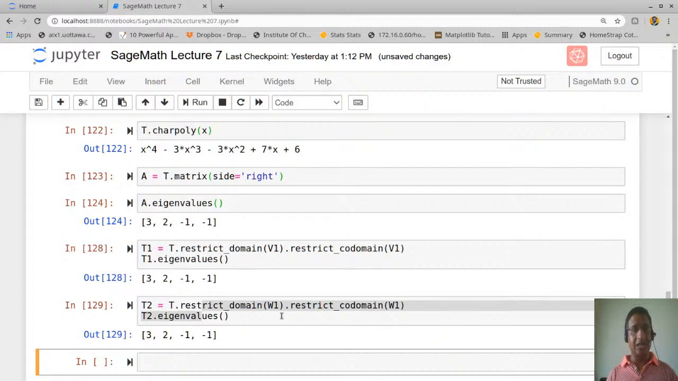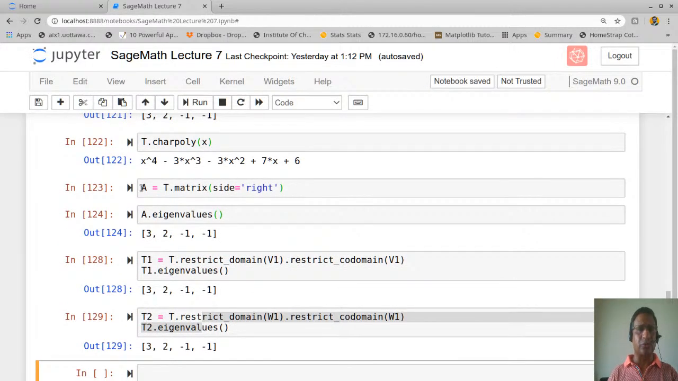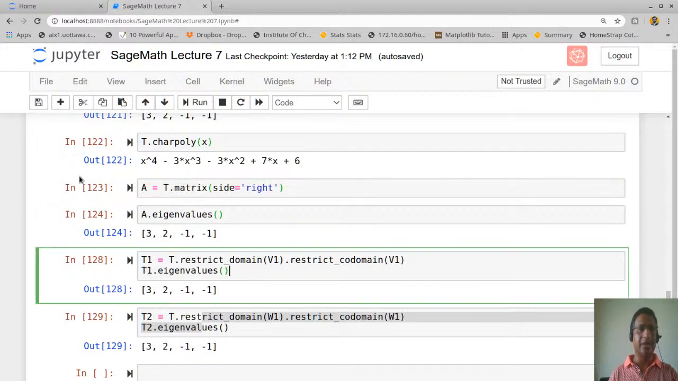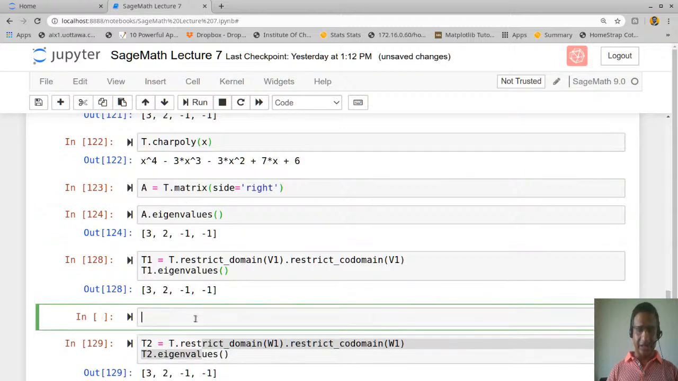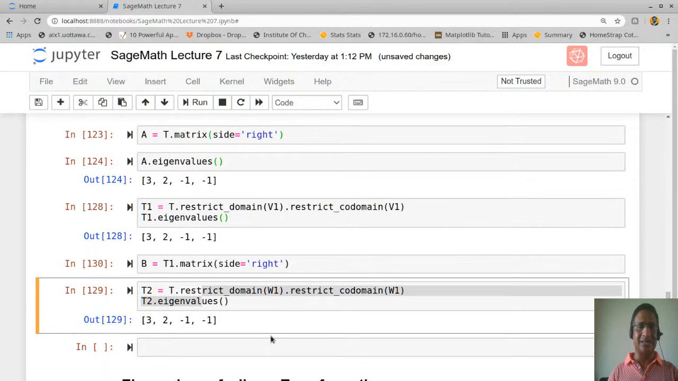So this clearly says that the eigenvalue is independent of the basis, right? So why is that the case? Of course you can check. Suppose I call this matrix A, and let me call the matrix of T1 as B. Then A and B have the same eigenvalues, and this is because A and B are similar matrices.